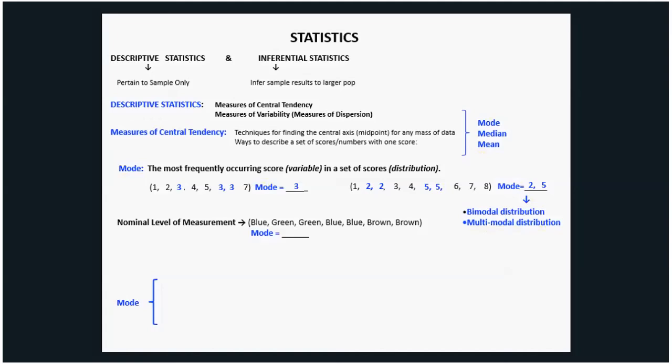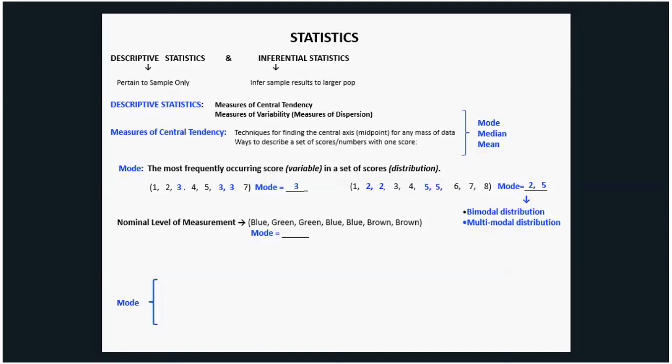Now also with your mode, this is a nominal level of measurement. You're just naming. There's no mathematical relationship between these numbers. It could be that they just assign numbers to somebody, or they assign numbers via the color of their eyes. And that's what you end up with. 1s are blues, 2s are browns, 3s are hazel, 4s are green, things like that.